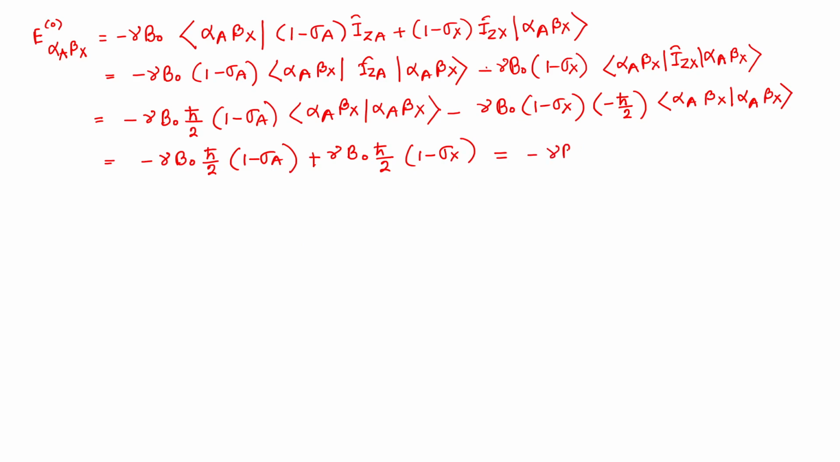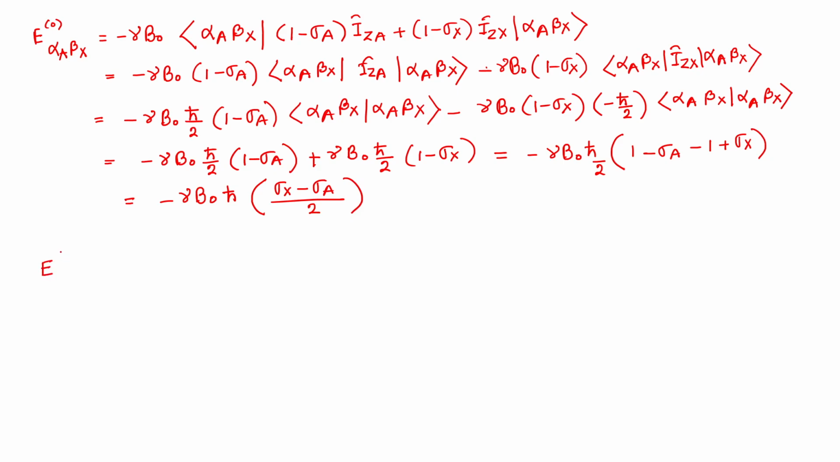So in general I have minus gamma B0 h cut. If I take this thing as common, then I have 1 minus sigma A minus 1 plus sigma X, which is nothing but minus gamma B0 h cut, sigma X minus sigma A divided by 2.